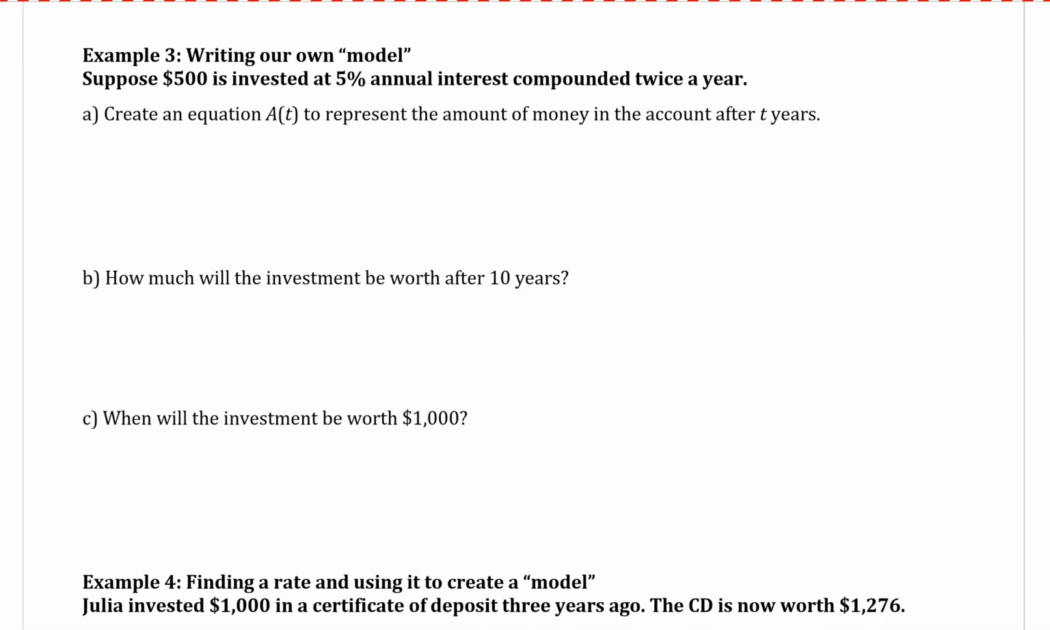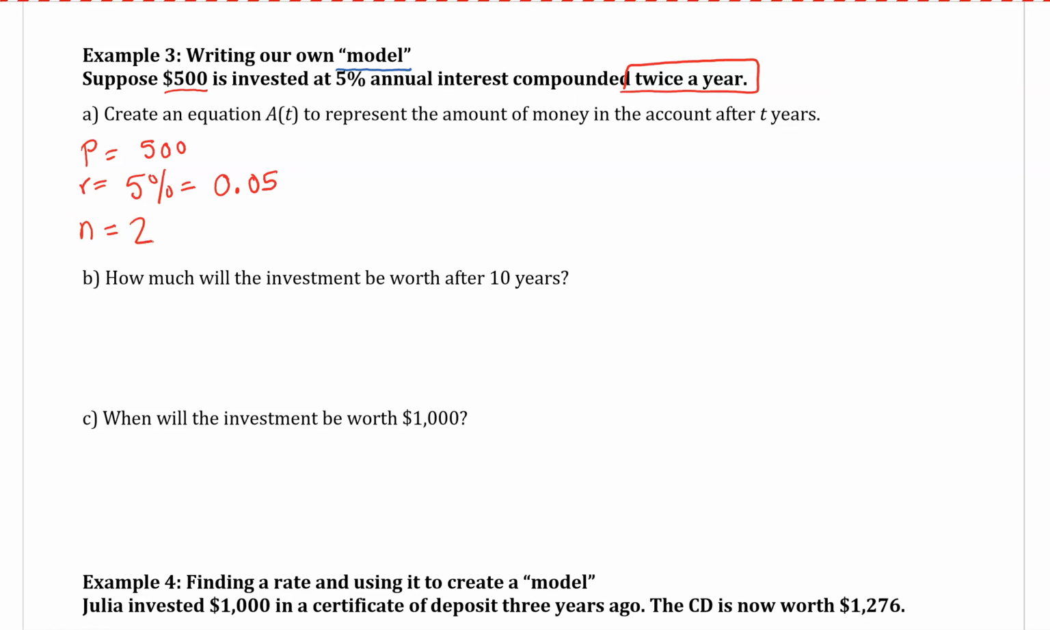What I want you to get practice on here is learning how to write your own model and understanding how to set it up and how to use it and all of that. So let's look at this scenario here. So we're investing $500, that's going to be our principal. That's going to be a constant amount for this whole example A, B, and C. It's giving us our interest rate, but we're going to convert that to a decimal, so 0.05. And that's going to be our R, and it's compounding twice a year. So N is going to be 2, which is the number of times per year the interest compounds.